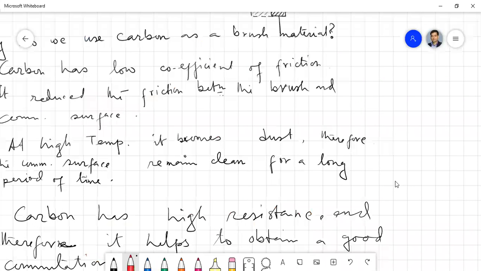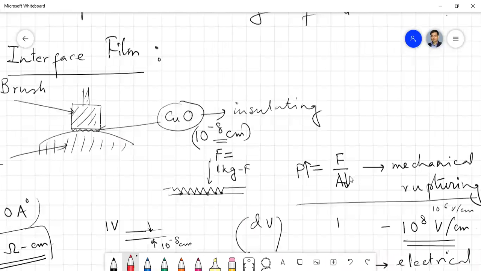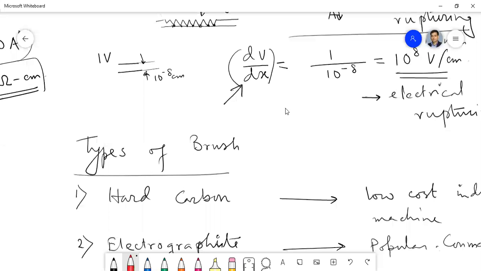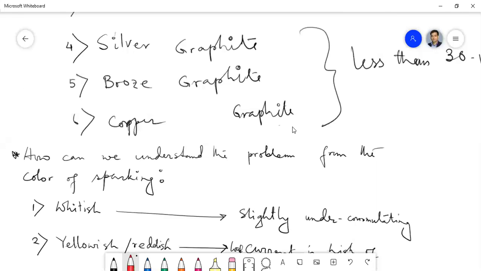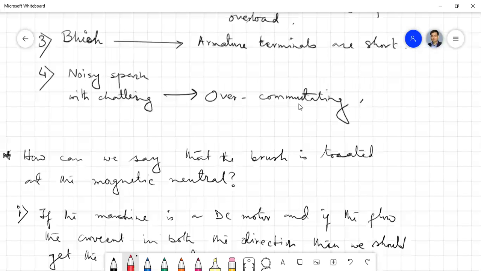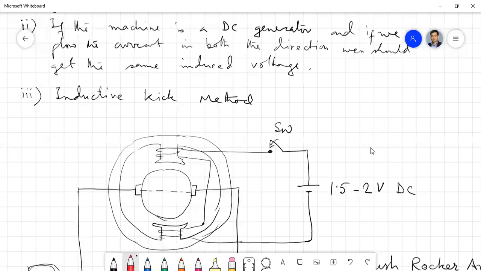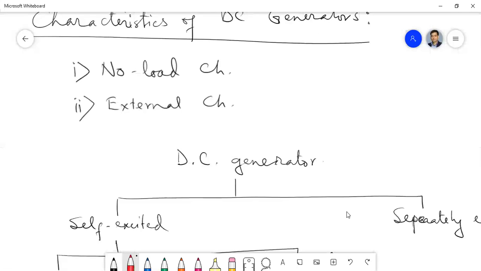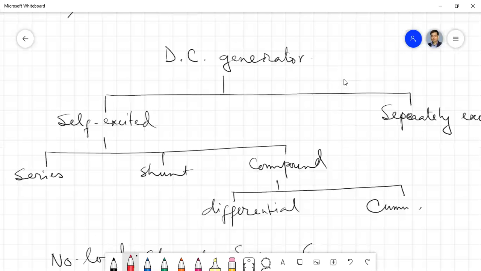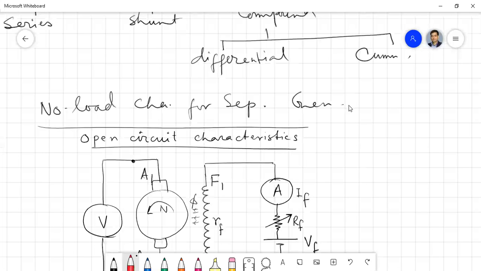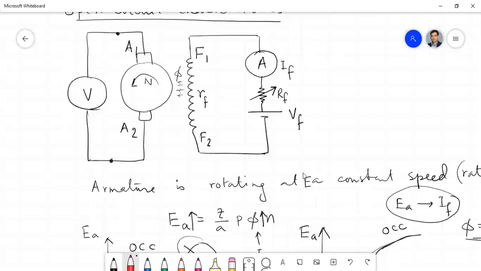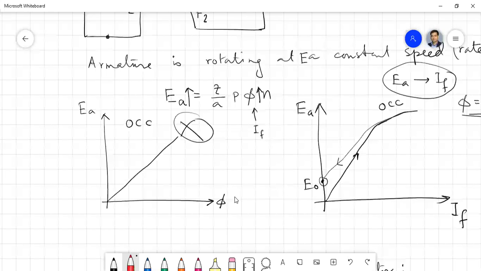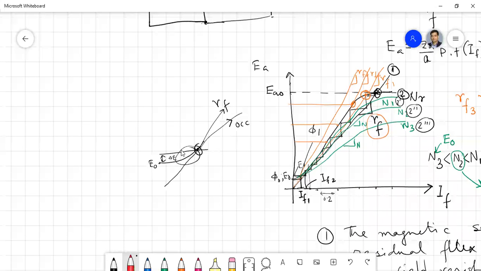So many things are there in the same whiteboard. All we have discussed. So this is the characteristics. No load characteristics we are discussing. Now OCC. Now this is the point.